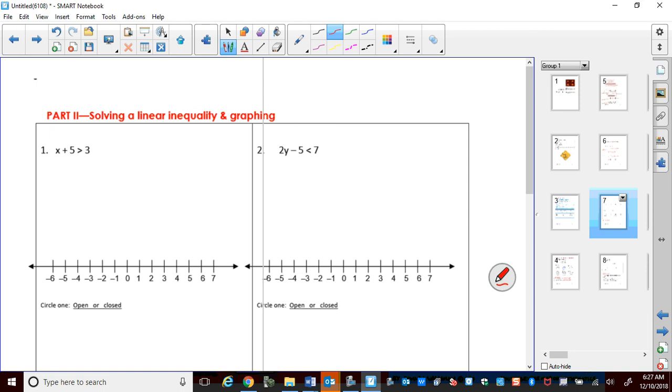So now we're going to be solving inequalities. Then we're going to graph the inequality. And I'm also going to include interval notation in that part. So first, I'm just going to rewrite. I have x plus 5 greater than 3. Solving for x, I'll subtract 5 on both sides. And x is greater than negative 2. So all real numbers to the right of negative 2. And this is an open circle.